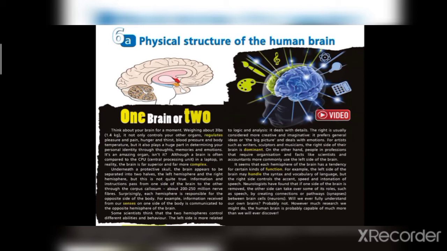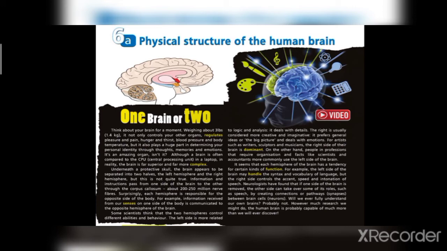Underneath a protective skull, the brain appears to be separated into two halves, the left hemisphere and the right hemisphere. But this is not quite true. Information and instructions pass from one side of the brain to the other through the corpus callosum, about 200 to 250 million nerve fibers. Surprisingly, each hemisphere is responsible for the opposite side of the body. For example, information received from our senses on one side of the body is communicated to the opposite hemisphere of the brain.